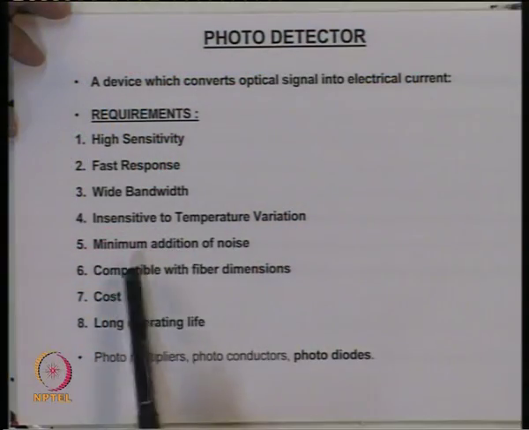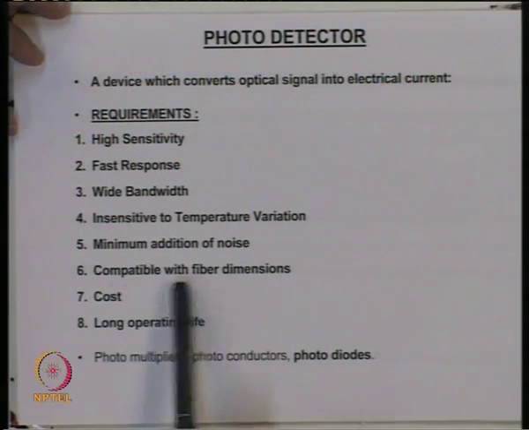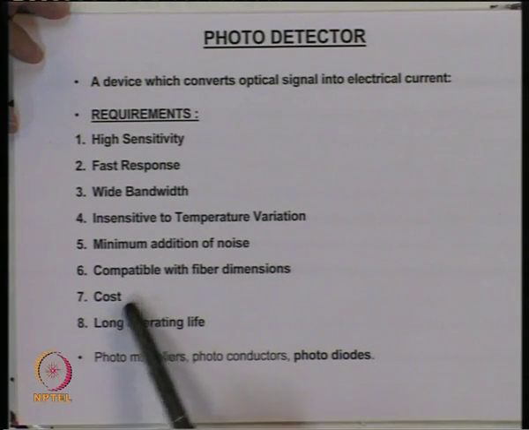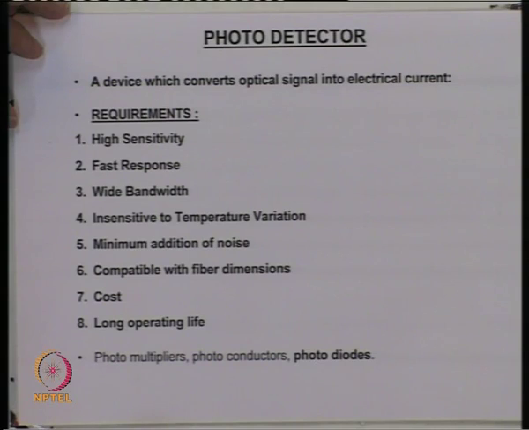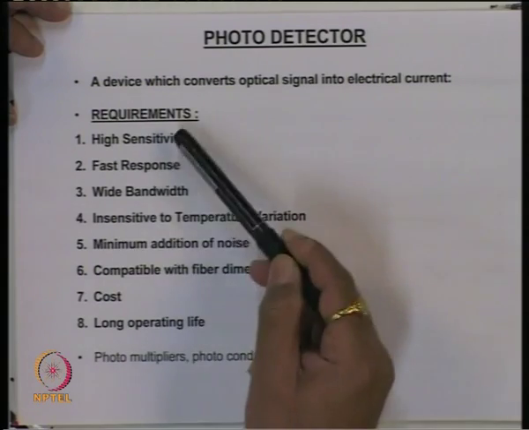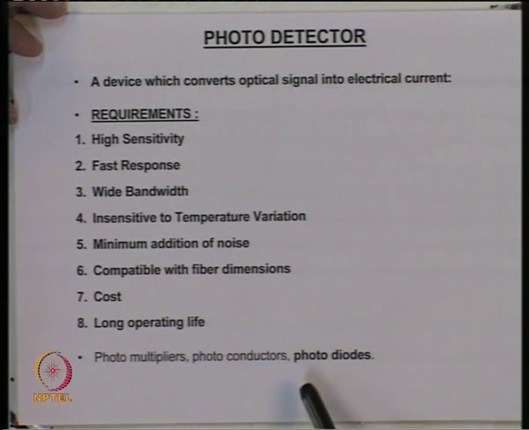We are discussing photodetectors. In the last lecture, we spelt out the general requirements of a photodetector. That means it should have a very high sensitivity, fast response, wide bandwidth, insensitivity to temperature variation, minimum addition of noise, compatibility with optical fiber dimensions, cost and long operating life. And then we found that a photodetector which can meet all these requirements is semiconductor based, which is nothing but a photodiode.